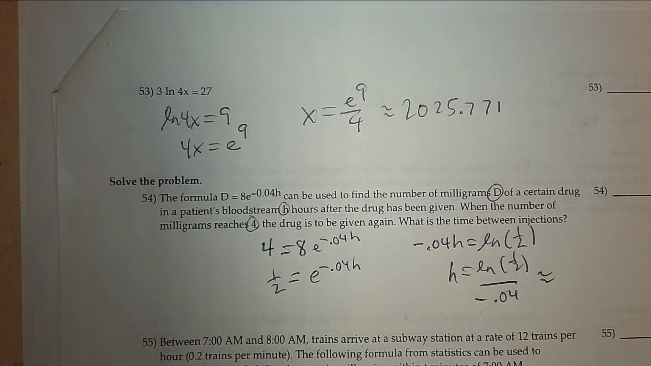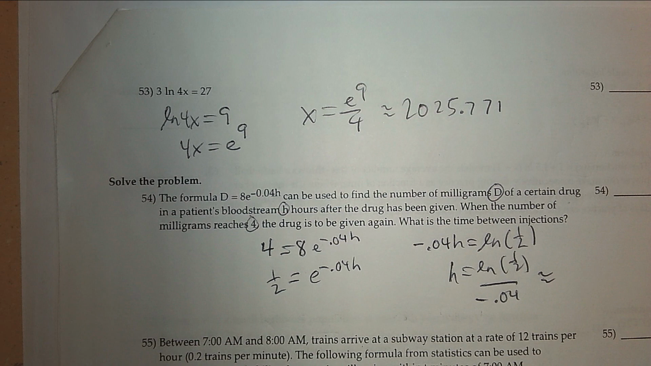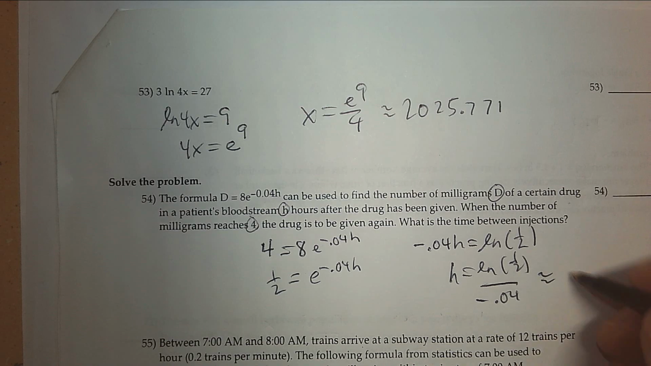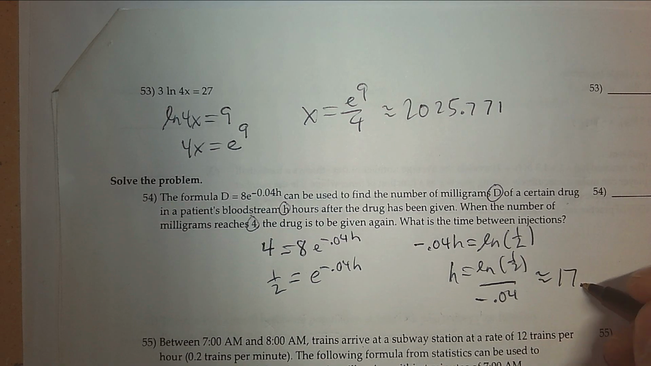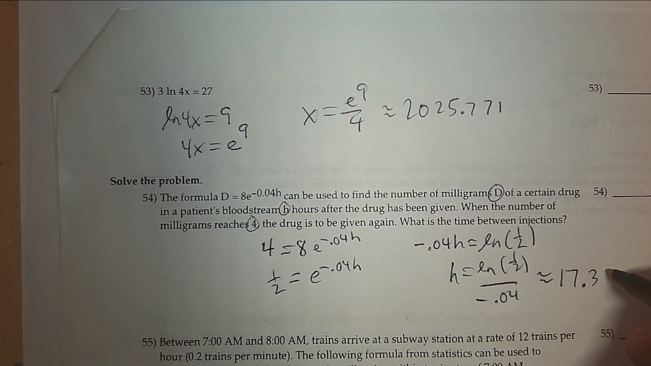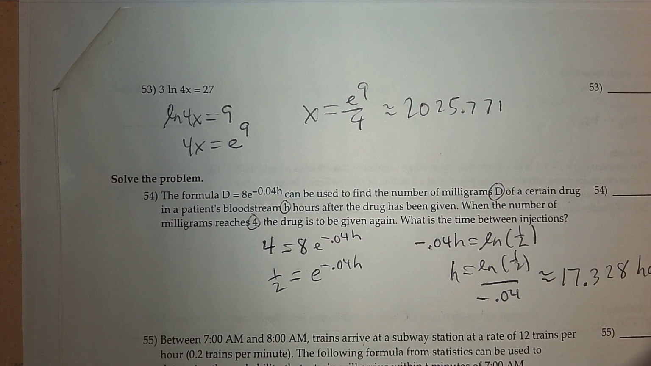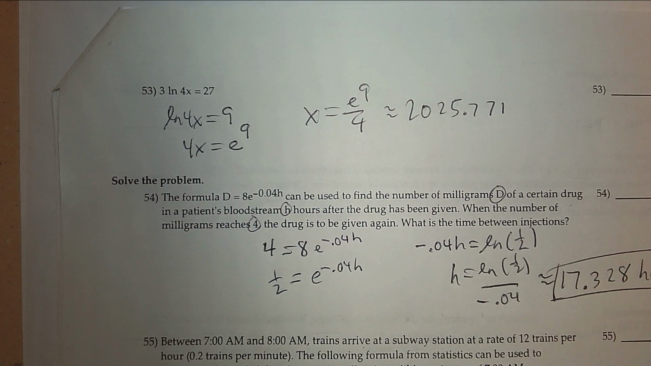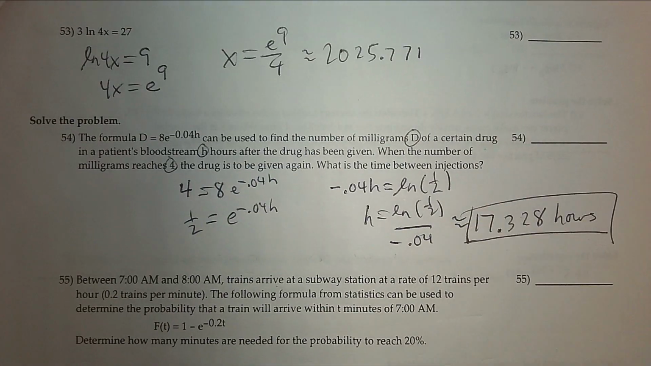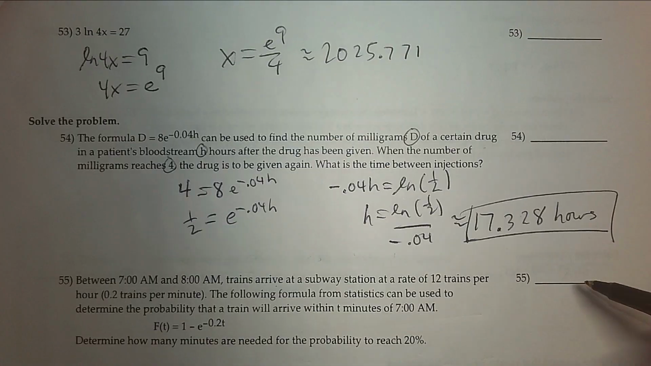So ln 1/2 divided by negative 0.04. So the answer is 17 hours, just a little more than 17 hours.